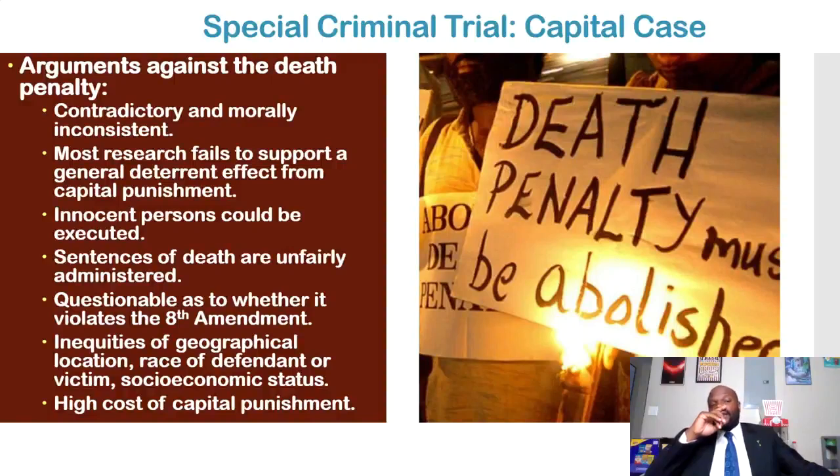Now, the arguments against the death penalty. First of all, some people are against it because they are morally inconsistent with it. Others say that an innocent person could be executed, and yet others have felt like there needs to be more research to support general deterrence as an effect.